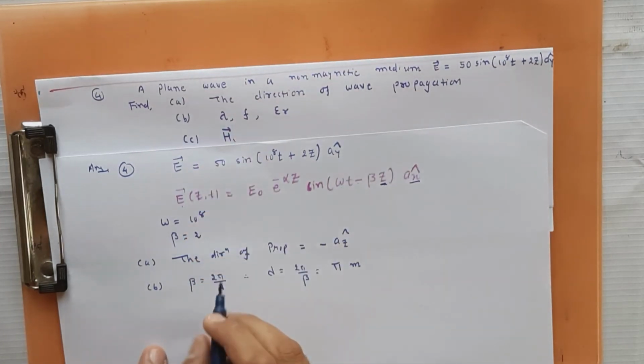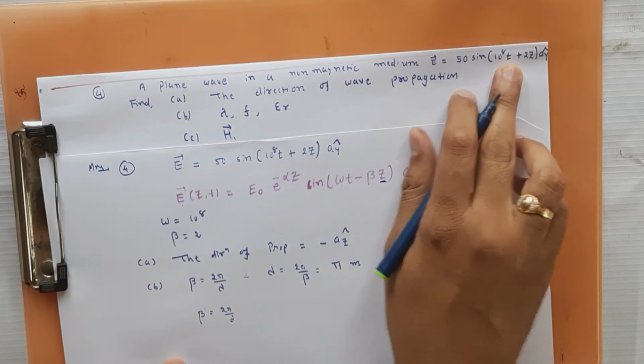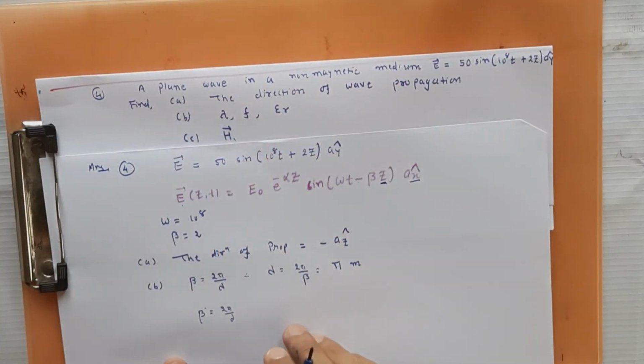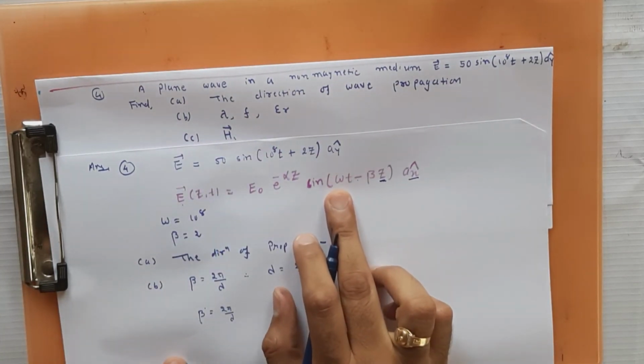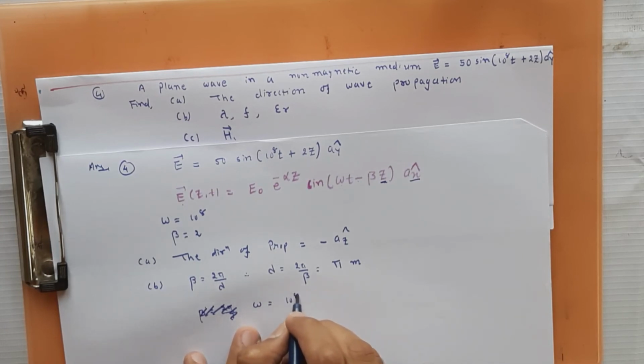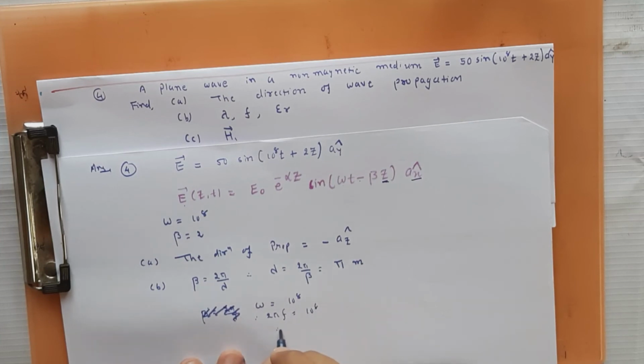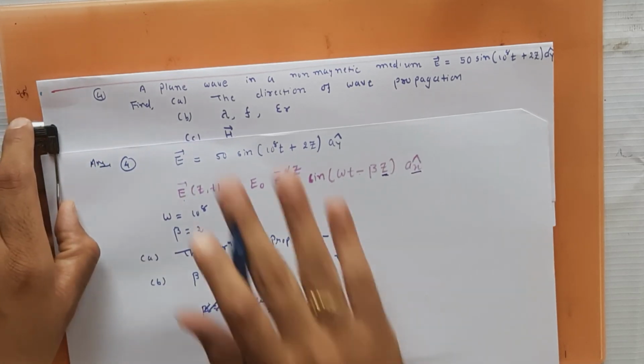Okay, next f. Again we know that beta is equals to 2 pi by lambda. Okay, it's a non-magnetic medium. So we have to find out the frequency. So omega is given, so you can easily find out the value of f. No need to do this whole thing. Omega is equals to 10 raised to 8. Omega is equals to 2 pi f, 10 raised to 8. So f is equals to 10 raised to 8 divided by 2 pi hertz. It's very easy.